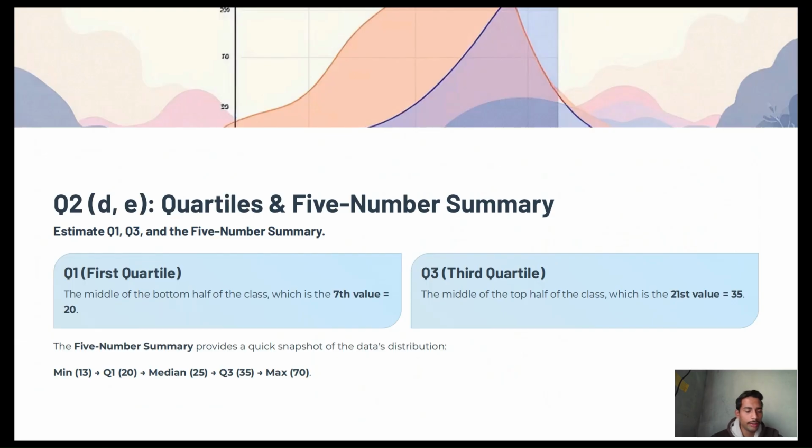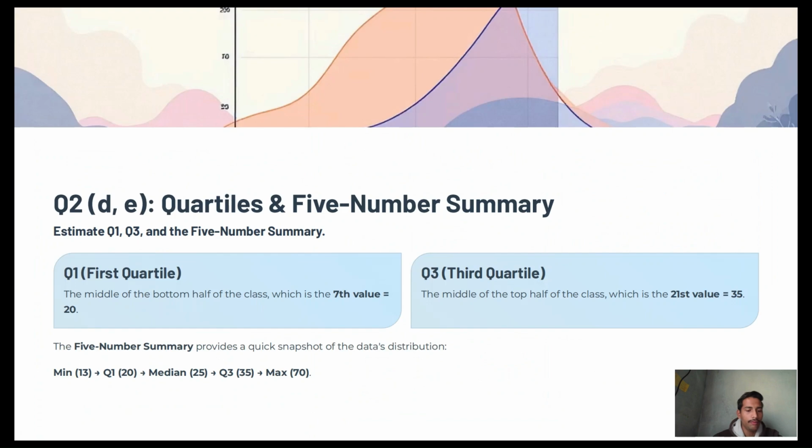Quartiles and five number summary. Next, we look at the spread through quartiles. Quartile 1, the first quartile. This is the middle of the bottom half, which is 20. Third quartile. This is the middle of the top half, which is 35. This gives us a five number summary.